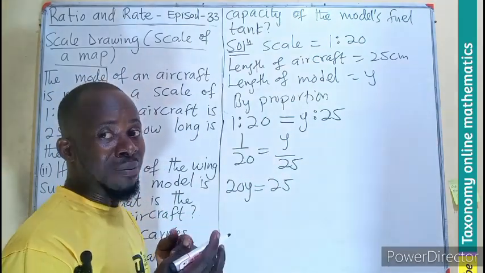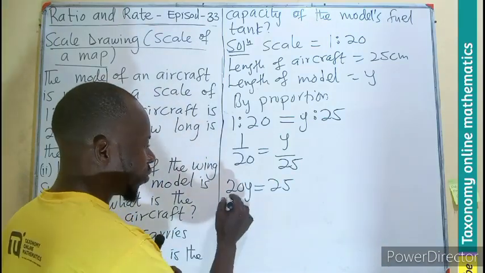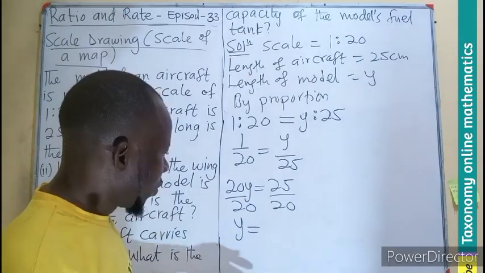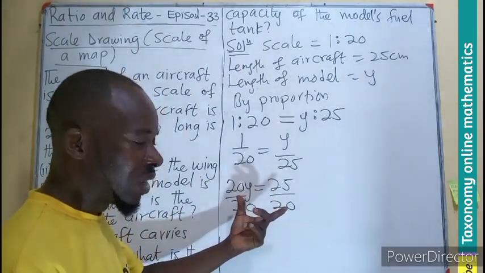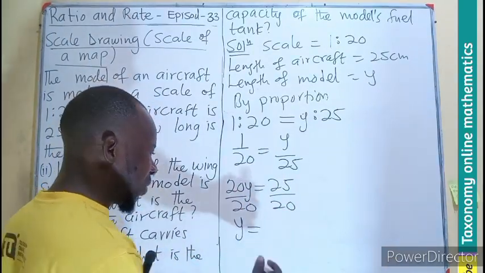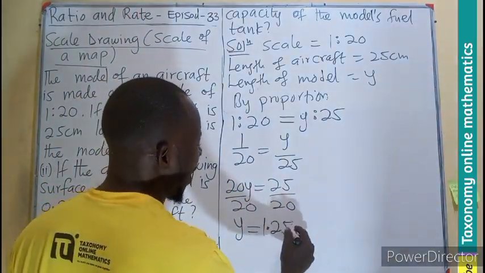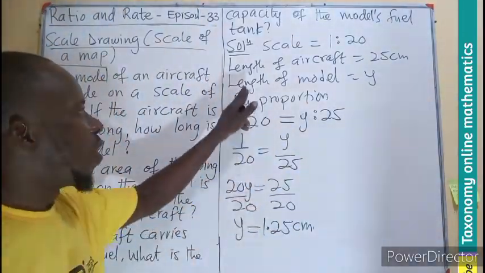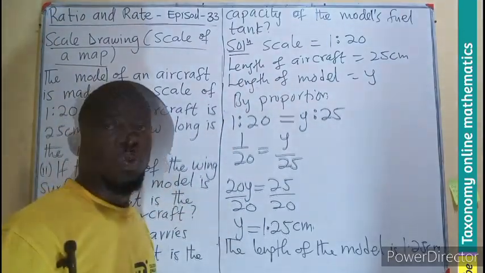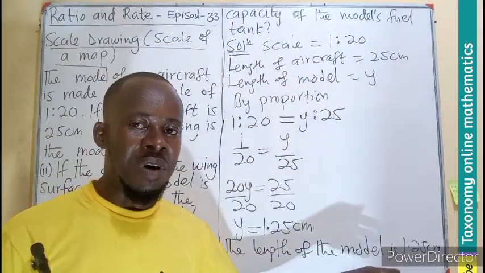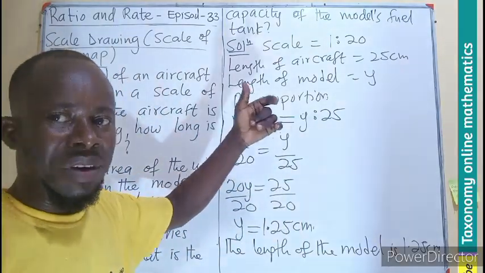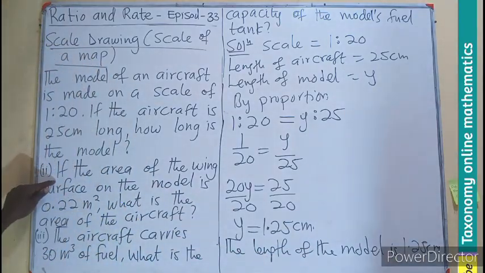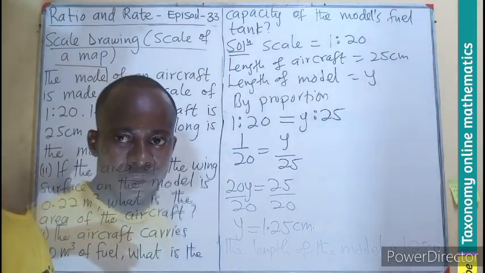So what do we do? We divide by the 20 as the coefficient. Divided by 20, divided by 20, y will be equal to 25 divided by 20, which is 5/4, and that will give us 1.25 centimeters. So in this case, the length of the model is 1.25, whilst the actual length of the aircraft is 25. So that is per the length. The next thing is to find the area. So let's see how we can do that also.